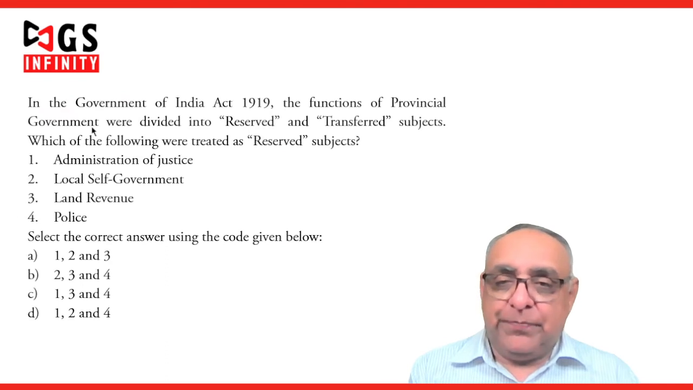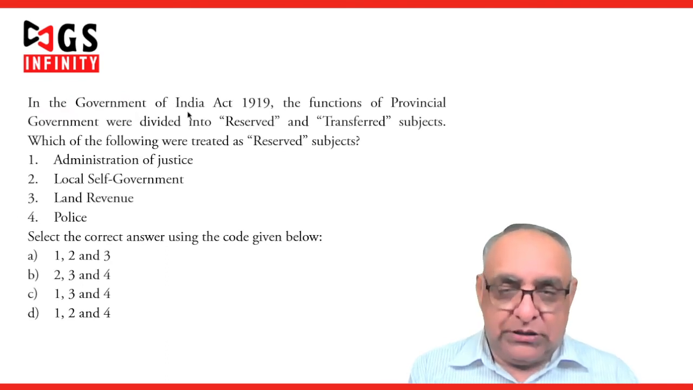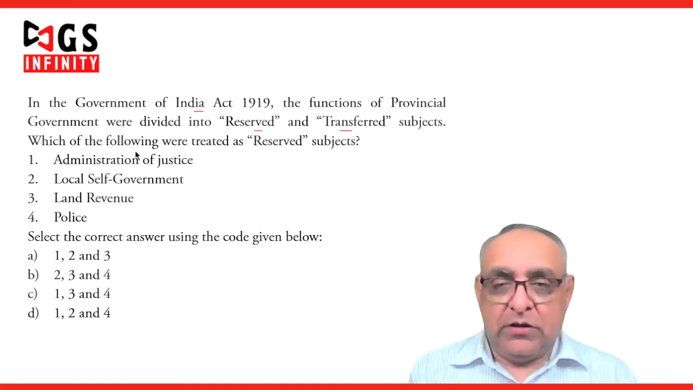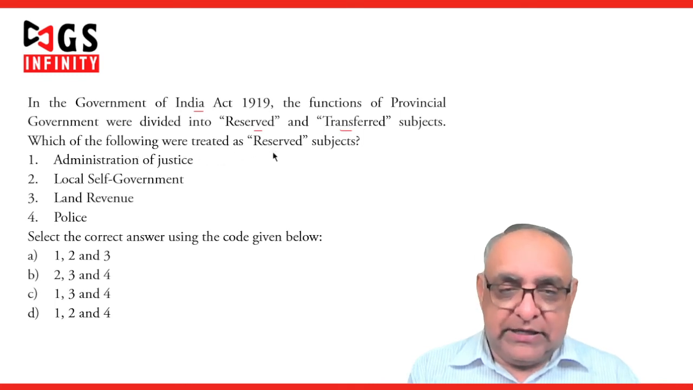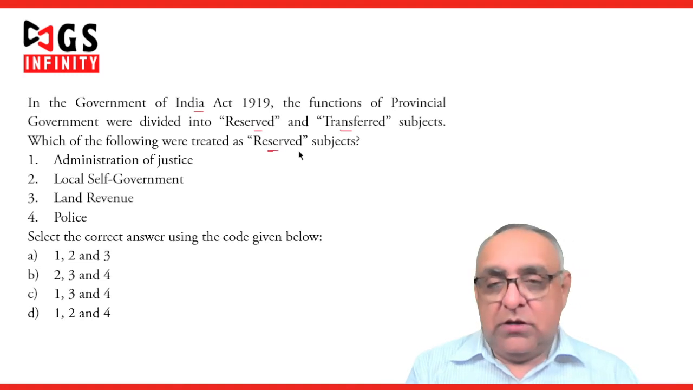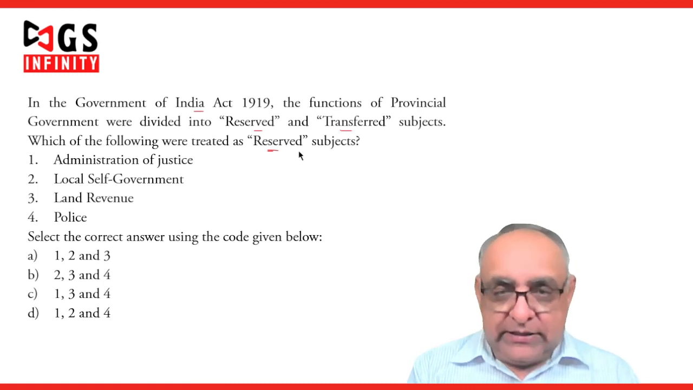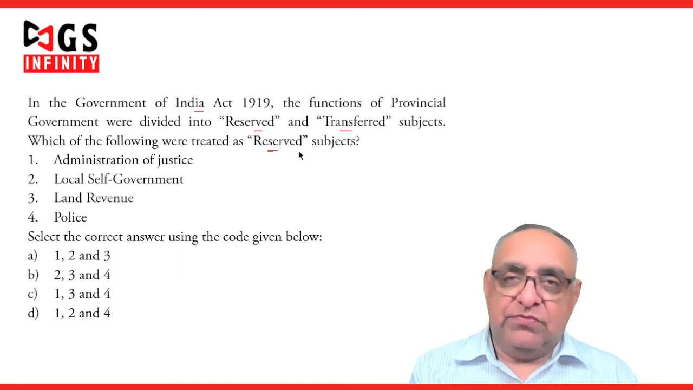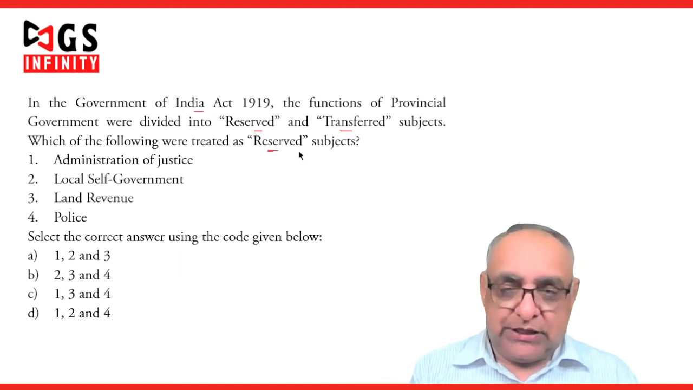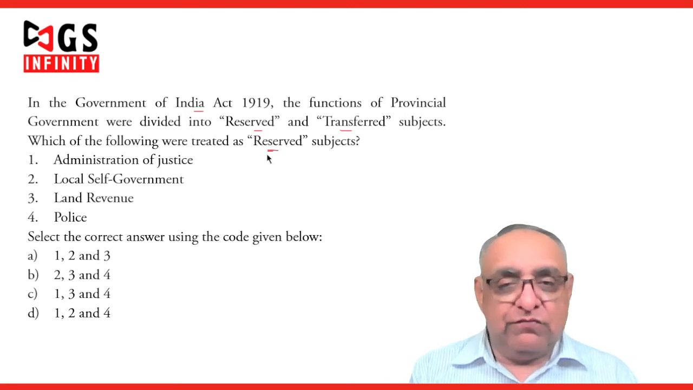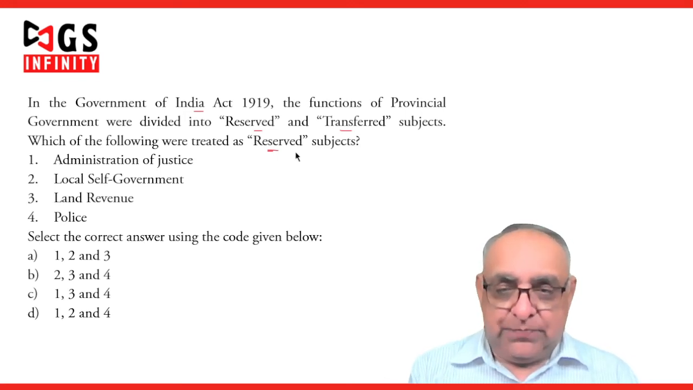So next question is related with modern history. In the Government of India Act 1919, the functions of provincial government were divided into reserved and transferred subjects. Which of the following were treated as reserved subjects? So, the Government of India Act 1919 divided the functions of the provincial government into transferred and reserved subjects. So the question is, which of the following were treated as reserved subjects?